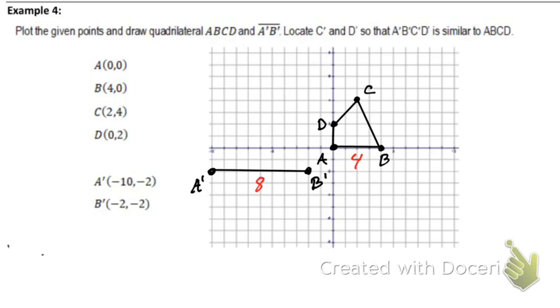So let's look at the next length that's pretty much straight up and down. That is from A to D. A to D is just 2 units. Well, since this is twice as big, this is going to go up 4 units. All right, so I count up 1, 2, 3, 4, and that is going to be the D prime. And so that must be up 4 units. And let's go back to red.